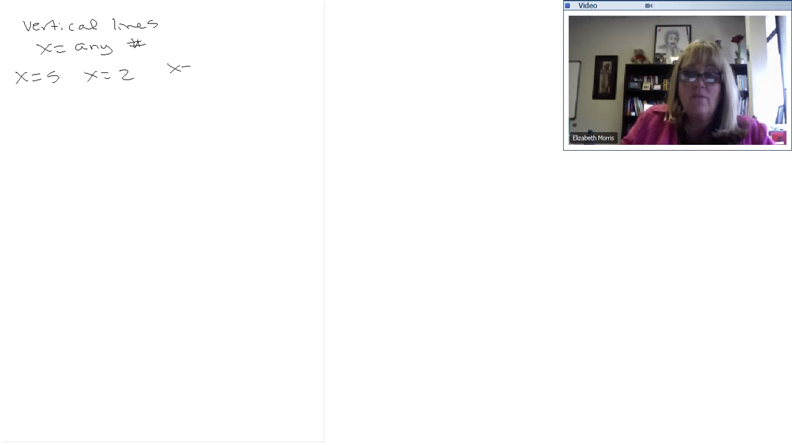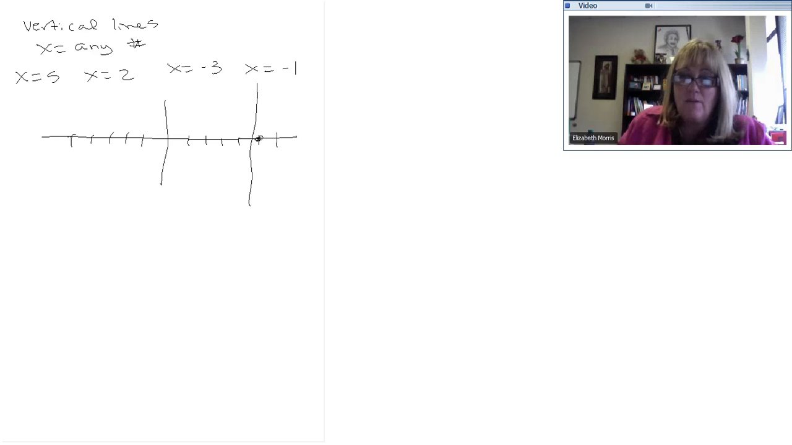If I have vertical lines, they are x equals any number. So x equals 5, x equals 2, x equals -3, x equals -1. Finding those numbers on the x-axis, 1, 2, 3, 4. Here's x equals 5. Vertical line going through 5. X equals 2. Vertical line going through 2.